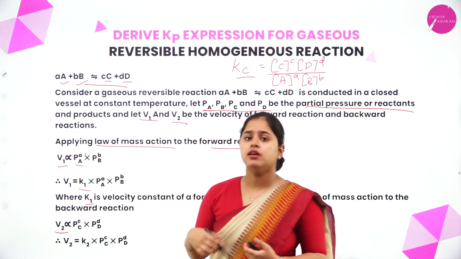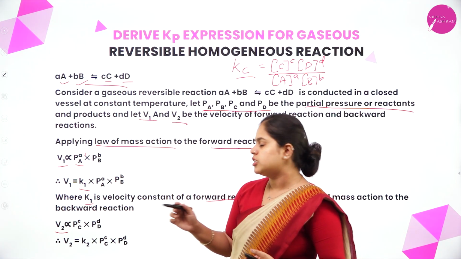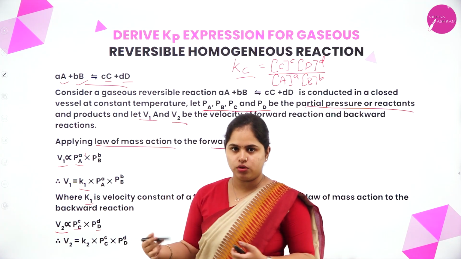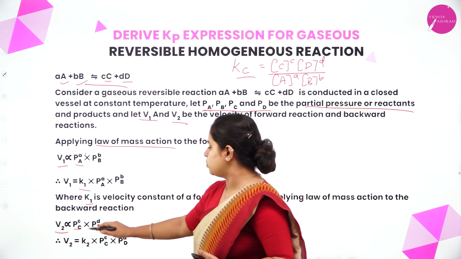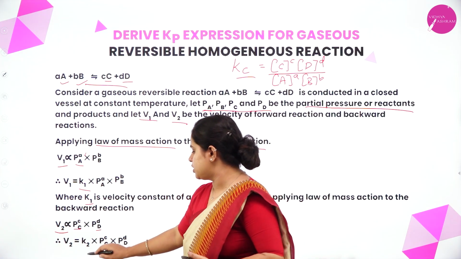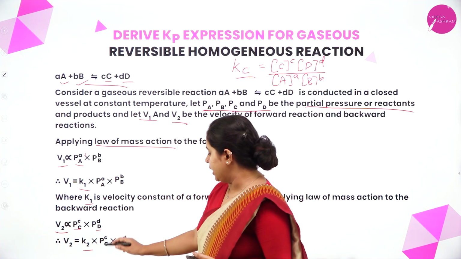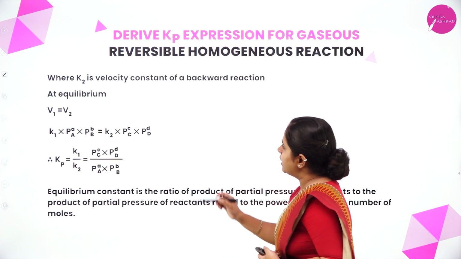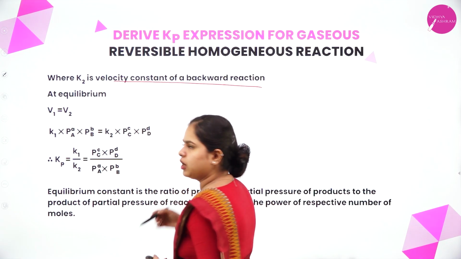So, V2. V2 is the velocity of the backward reaction, right? So V2 is directly proportional to Pc raised to C into Pd raised to D. Okay. Now again, to remove the proportionality, we introduce the constant which is K2. So V2 will be equal to K2 into Pc raised to C into Pd raised to D. Right. Now, where K2 is the velocity constant of the backward reaction.